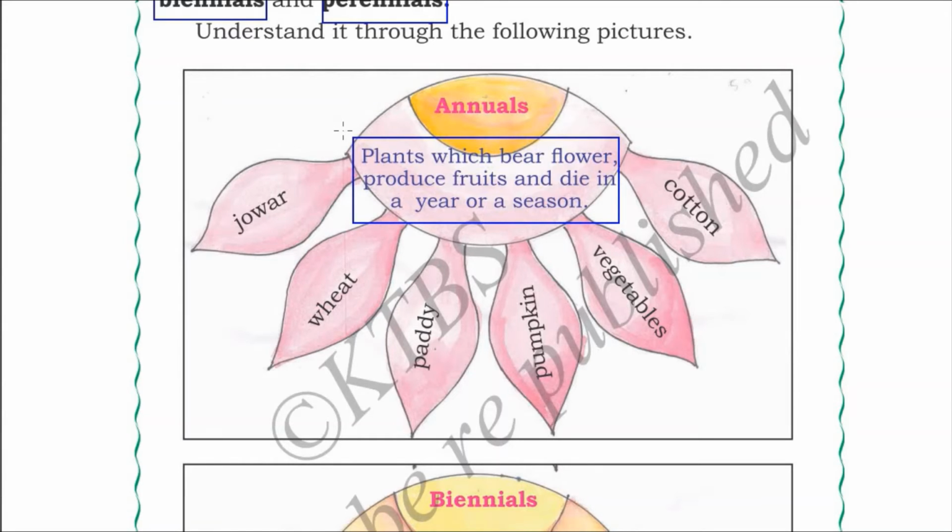It can also be completed within one season itself. Some examples are jowar, wheat, paddy, pumpkin, vegetables and cotton. So as we can see here, most of the food grains are annual plants.